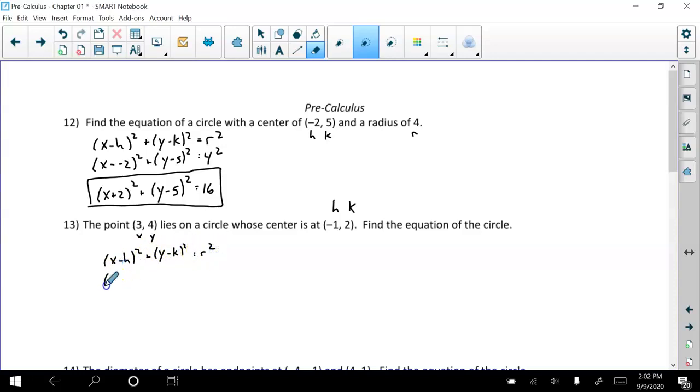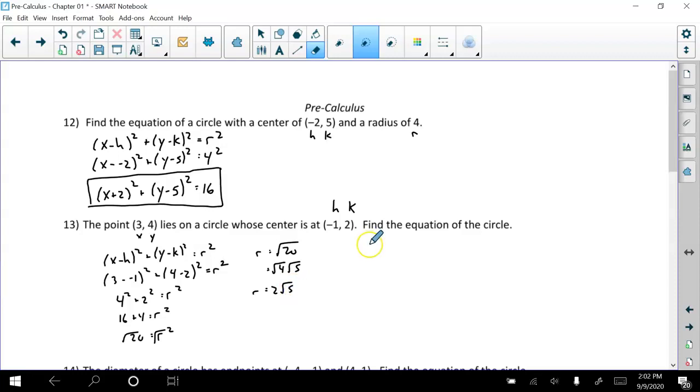So it's going to be, instead of writing x, 3 minus negative 1 squared plus 4 minus 2 squared equals r squared. So you get 4 squared plus 2 squared equals r squared. 16 plus 4 equals r squared, so 20 equals r squared. Now, if we want to find the radius, that's when we take the square roots, and the radius equals the square root of 20. If we simplify that radical, it's the square root of 4 times the square root of 5, so the radius is 2 square root of 5.